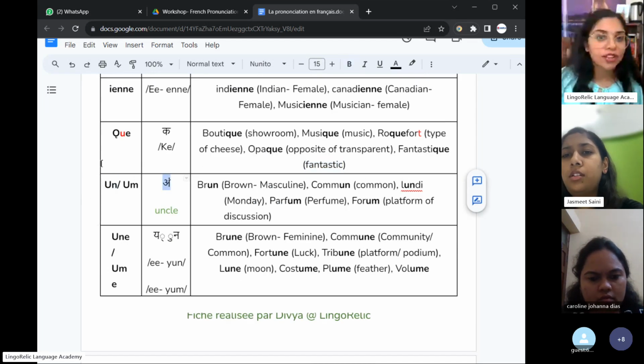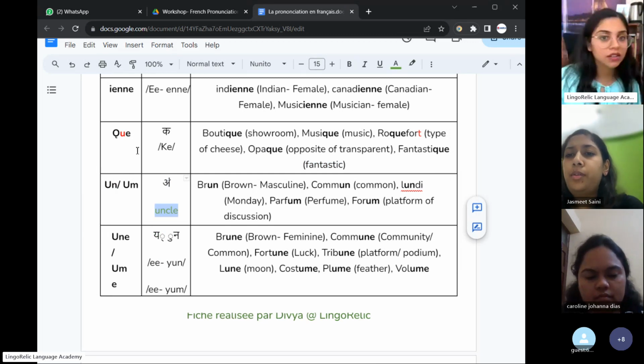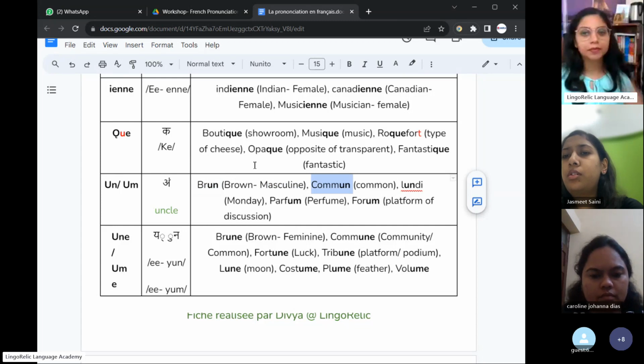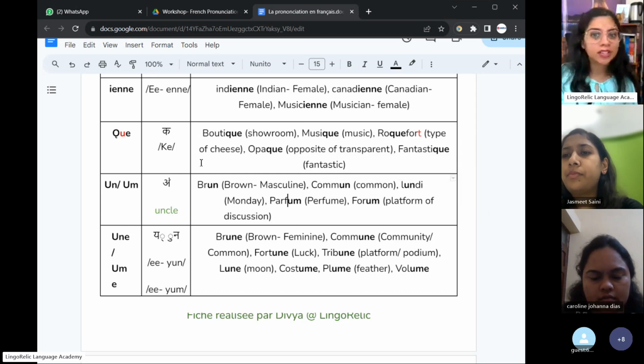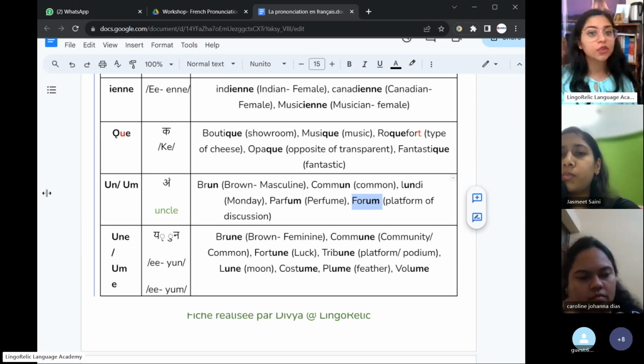Then you have a ka sound. When you say uncle in English, you get the ka sound. So this is uncle. This is brun. Brown color for masculine. Then commun, which is common, masculine form, okay. And then lundi, this is for Monday. Then parfum. Parfum is a perfume. Then forum. Forum is a platform of discussion. Okay. Now you have UN, which is the sound of un.